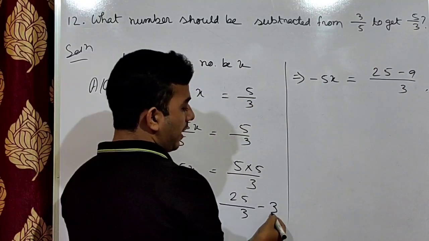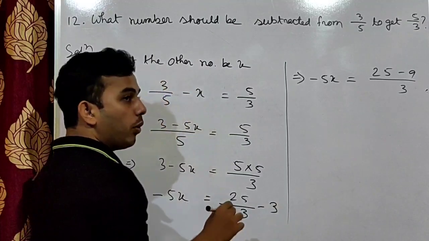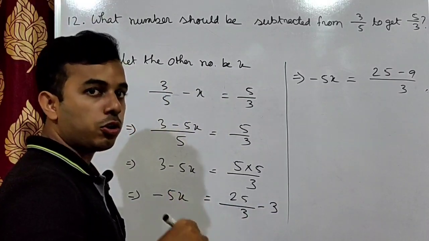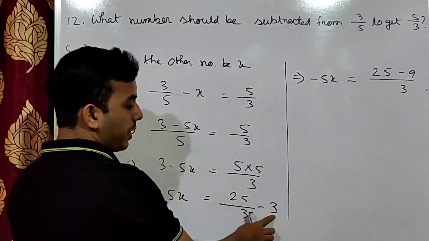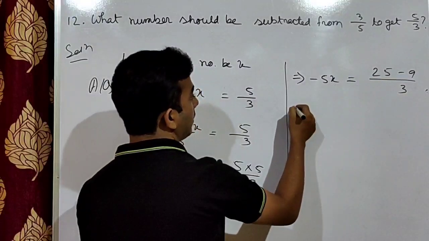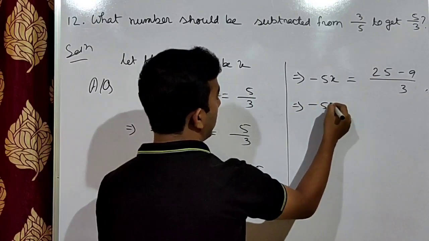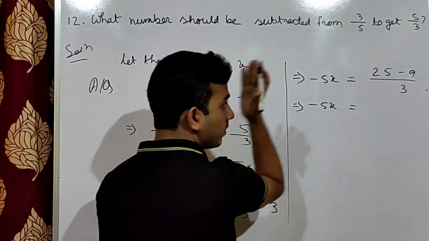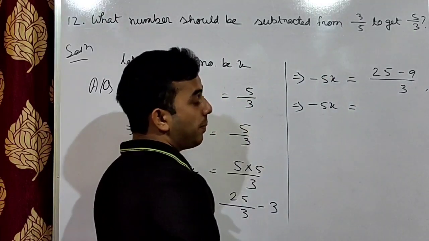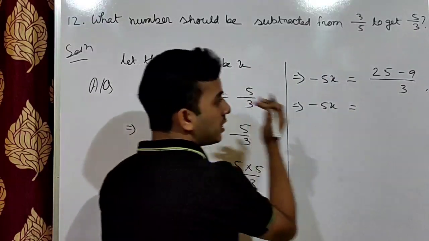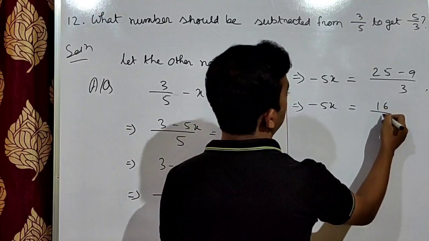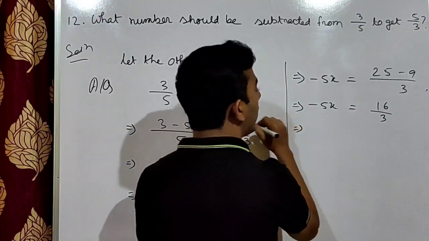In place here, 3 is divided with 1. Now when 3 is divided with 1, we get 3. So 3 into its numerator 3, 3 into 3 is 9. Now again, minus 5x equals 25 minus 9. How much is 25 minus 9? It is 16, so 16 by 3. Up to this clear?